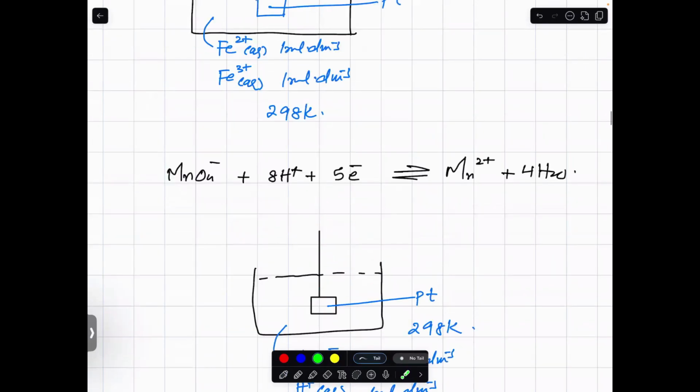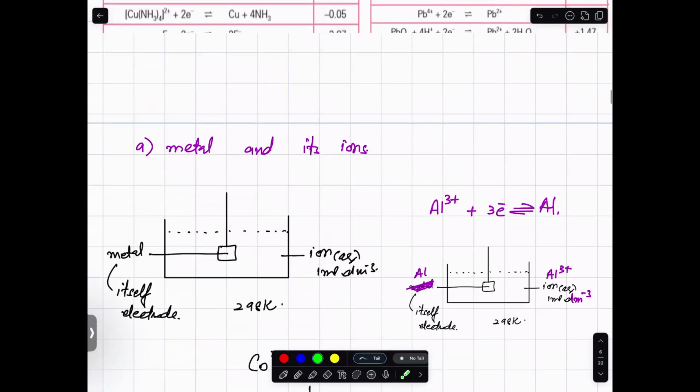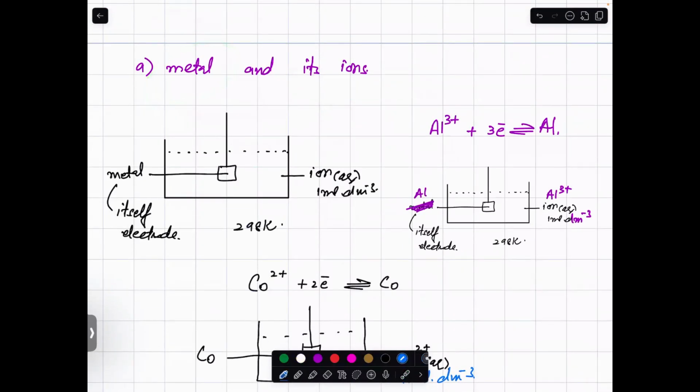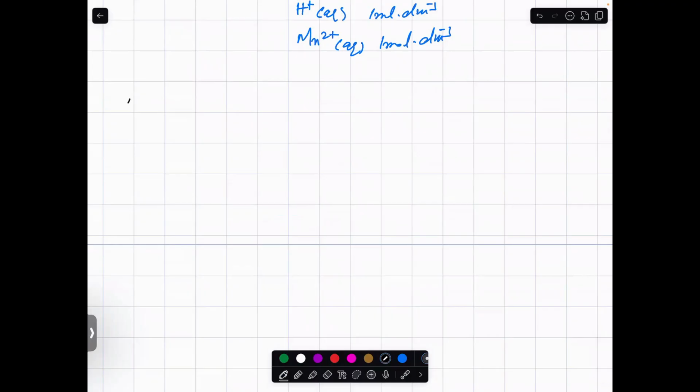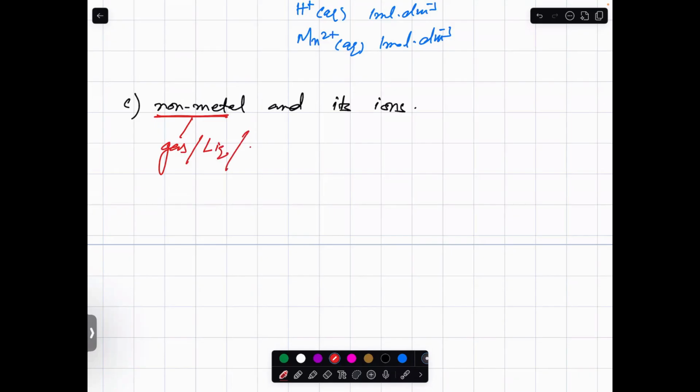But if there is a metal, then the metal is itself the electrode. Okay, now the third case, non-metal and its ions. Your non-metal could be gas, could be liquid, and could be solid.